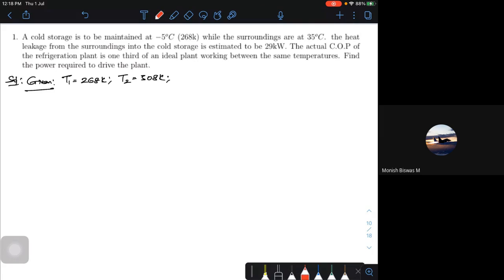Now let's put a TS diagram, which is sufficient for us to understand the Carnot cycle. This is your temperature-entropy plane. We all know that it is like a box, because we have two constant temperature processes and two isentropic processes in a Carnot cycle. Here it is a reversed Carnot cycle, so it has to be something like this. This is my evaporation and this is my compression.